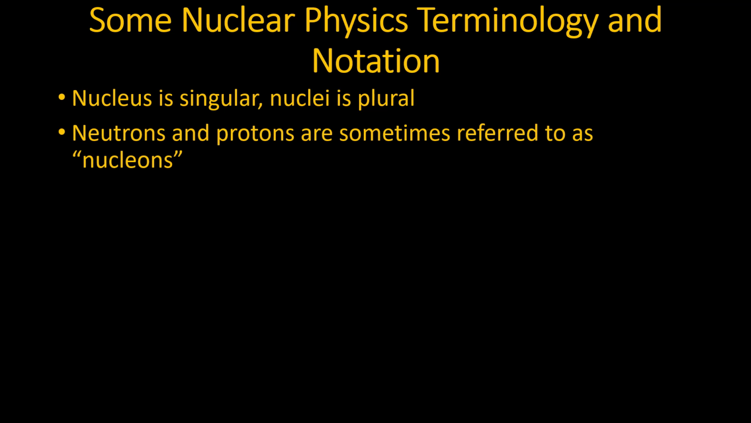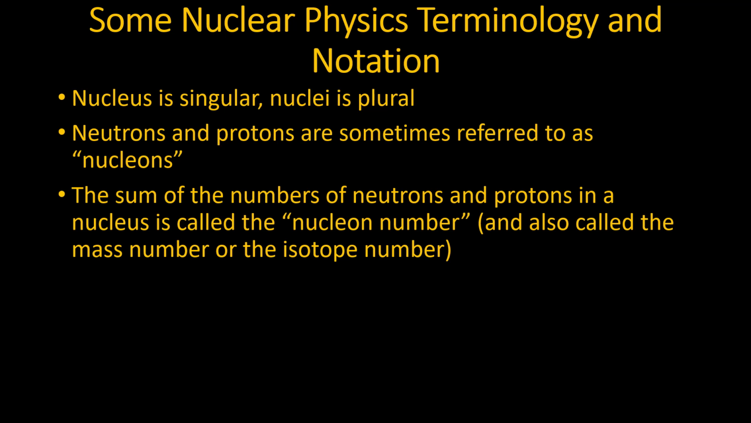Another one is the term nucleon. Just as men and women can both be referred to as people or persons, protons and neutrons can be referred to as nucleons. The sum of the numbers of neutrons and protons in a nucleus is called the nucleon number, and it's also called the mass number or the isotope number. You may hear those terms used at times.